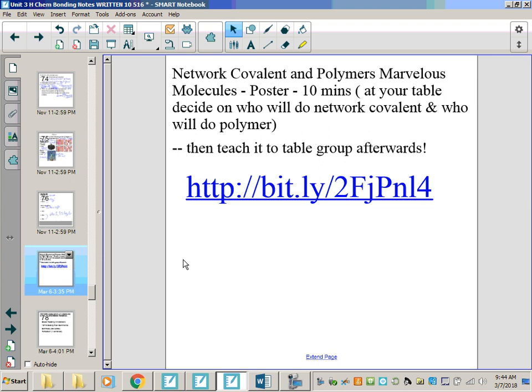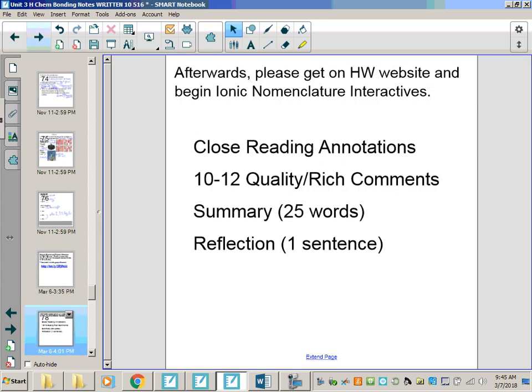Okay, on the top of this paper, please write down 10 to 12 quality, rich comments, and that's across the whole reading. That's not on one page or the other, it's across the whole reading. So quality, rich comments means you're writing an annotation or a thought. You can still do highlighting and underlining and bubbling around words that you find important, but this is what I'm looking for grading purposes, okay? You still do your summary of 25 words, and your reflective statement of 1 sentence, okay?